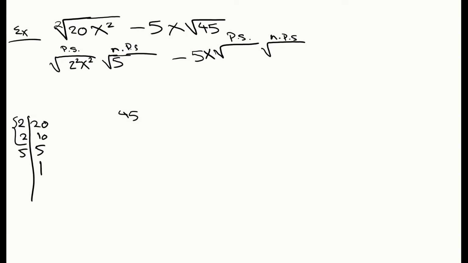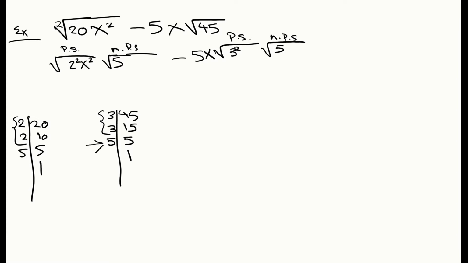For the other term, we have negative 5x, and then we just need to simplify the square root of 45, and we know that 3 goes into 45 15 times, 3 goes again into 15 5 times, and 5 gives us 1. So we have a perfect square which is 3 squared, which we can put in the perfect square radical, and we're left with this 5 which we're going to put in the non-perfect square radical.